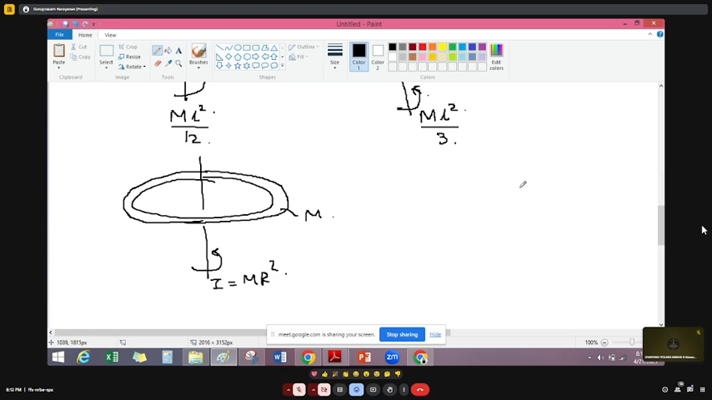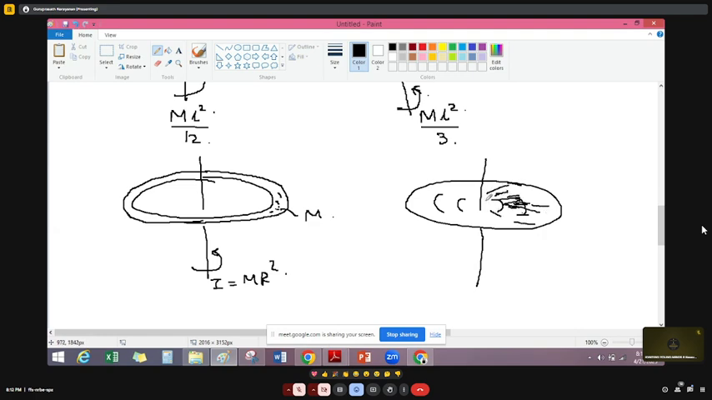But if you take a disk, meaning this entire thing is mass, material, then it will not be mr squared. It will be some of the masses, not all the mass is concentrated here in the rim. Some of the mass is kept over here, so that means it is coming closer to the center. If the mass is coming closer to the center, moment of inertia will increase or decrease? Decrease, sir. It will decrease. That's why if you go and check the formula, you will see mr squared by 2.